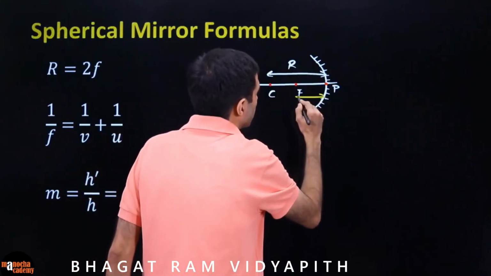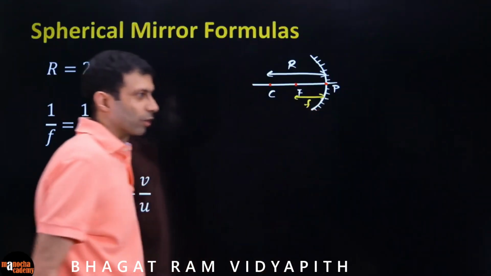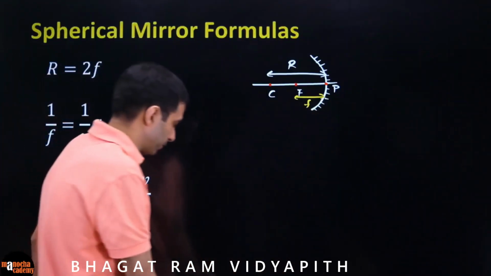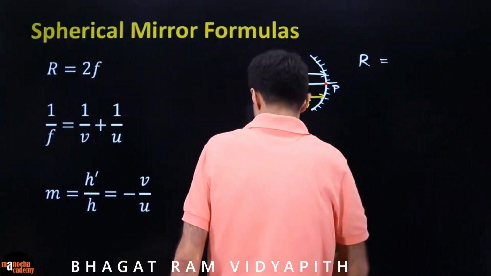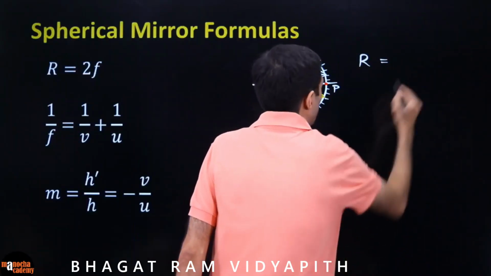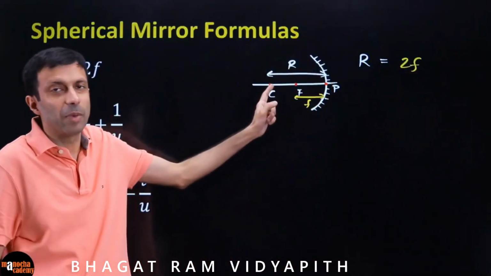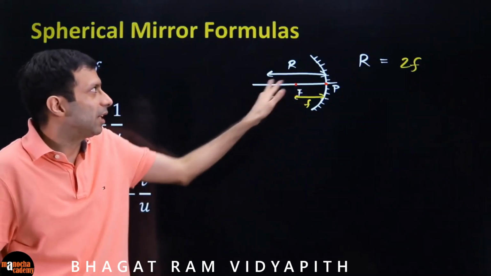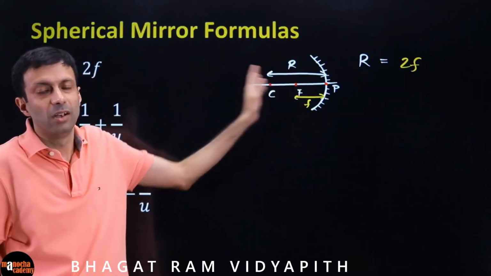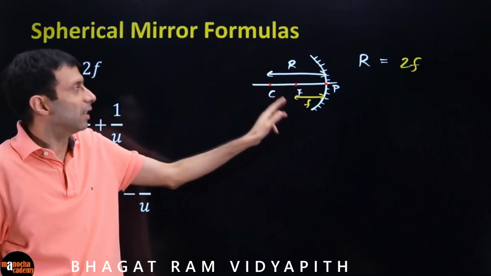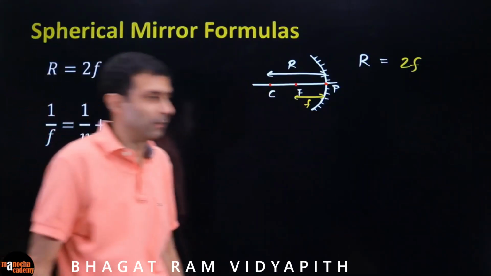And this is the focal length, distance from pole to focus. And what is the relation? R equals twice the focal length, because you can see that focus is exactly in the midpoint. Like I told you, if this is 3 centimeters, this should be 3 centimeters. So total radius of curvature is 6 centimeters and focus is exactly in the middle.